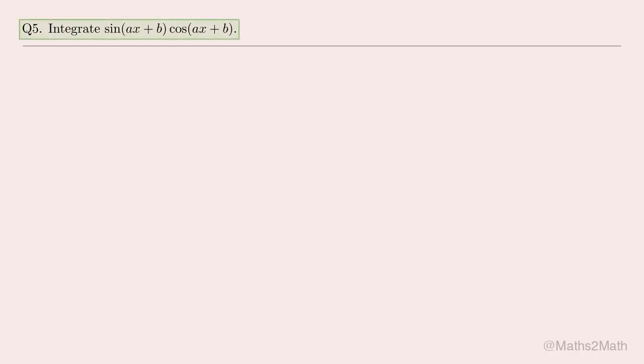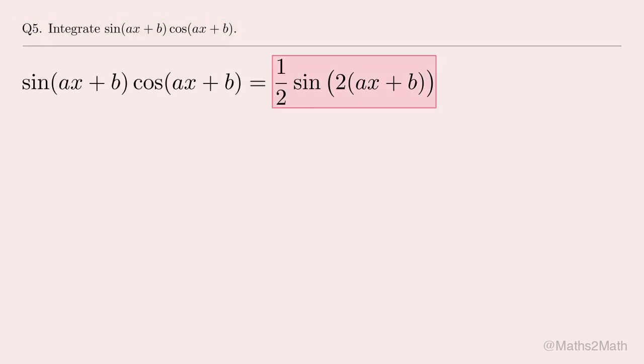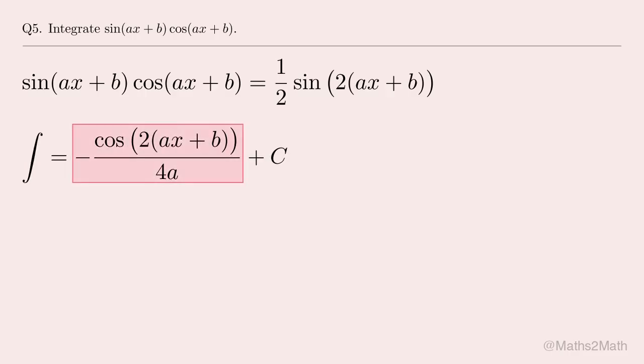Question 5. A product of sine and cosine of the same linear angle. The double angle identity halves the work. The product is half sine of twice the angle. Integrate with the inner slope 2a.